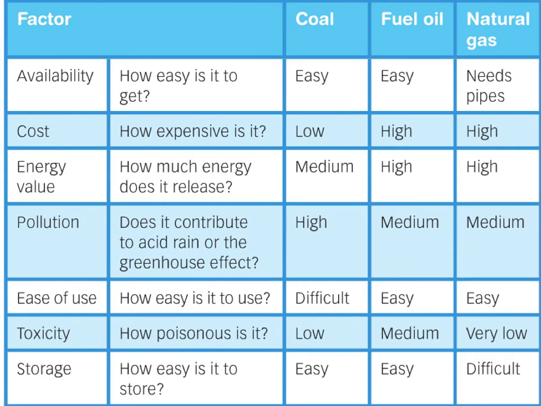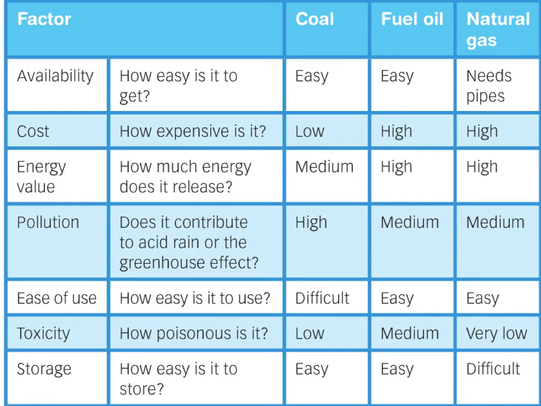Okay, and then the last part of this video, I need to look at decisions that you would have to make when you are choosing a fuel. So there's 7 main factors that you would want to consider when you are deciding what fuel you are going to use when you are heating your house. And then you've got your options of the 3 different types of fossil fuel. You've got your coal, you've got your fuel oil, and you've got your natural gas.